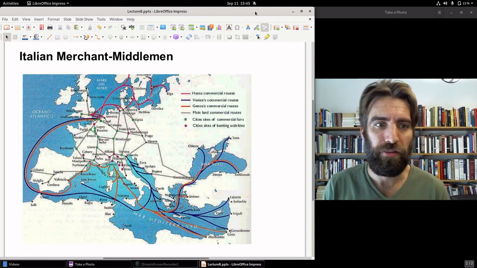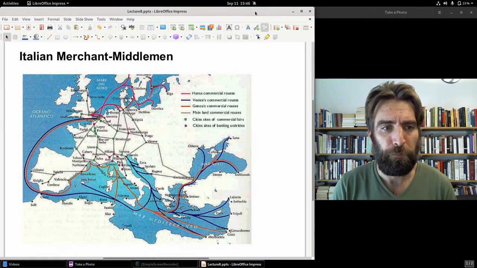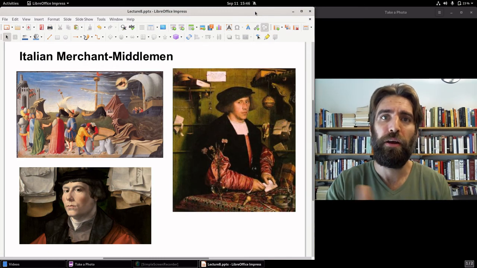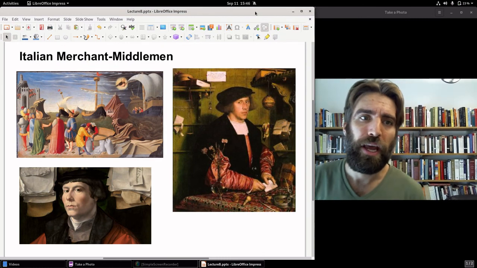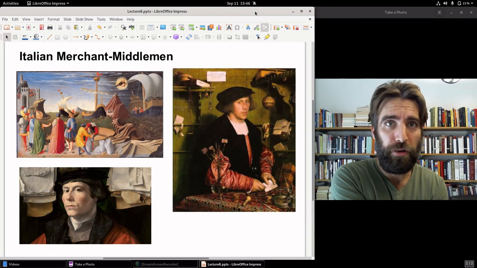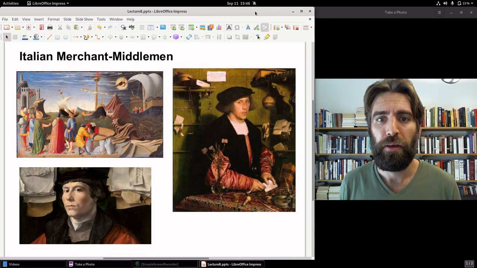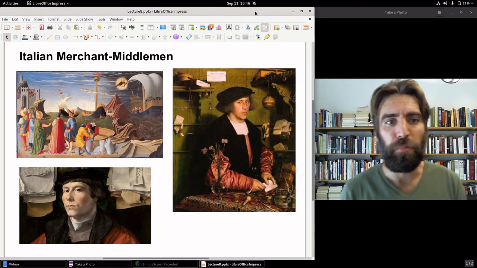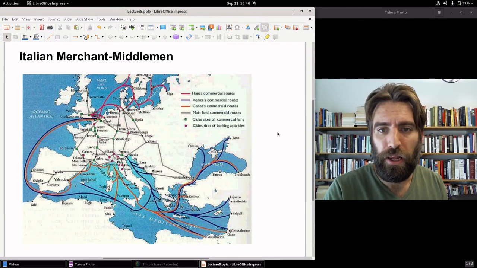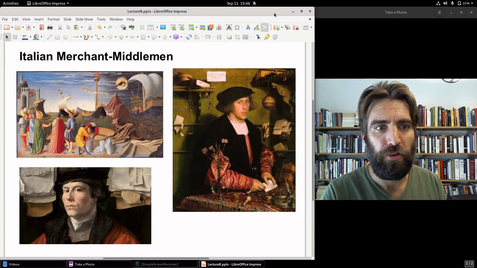And so merchants in these cities, in Venice, in Florence, in Genoa, in Milan, in Pisa, emerged and acted as middlemen in this trade between Europe and the Near East. And by middleman, what I mean is Italian merchants bought Eastern goods and then redistributed them, resold them, or re-exported them to other places in Europe at a profit. And the Italian merchants did quite well for themselves on the whole in that trade.